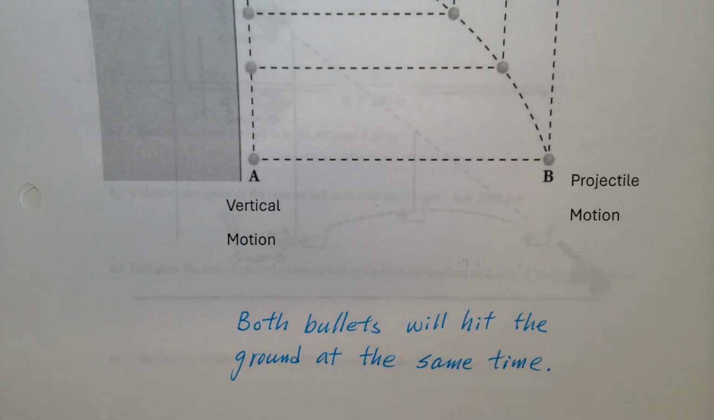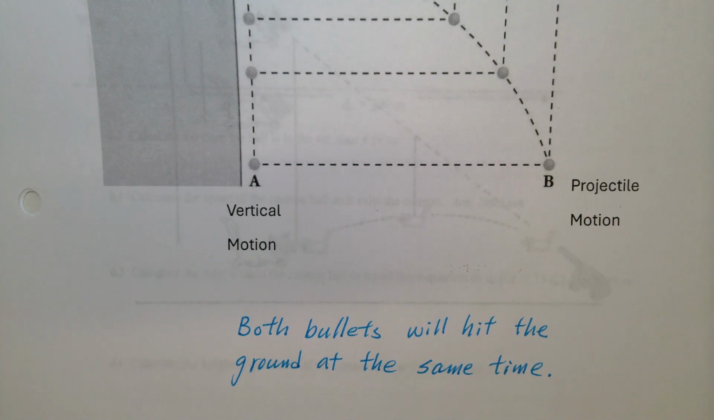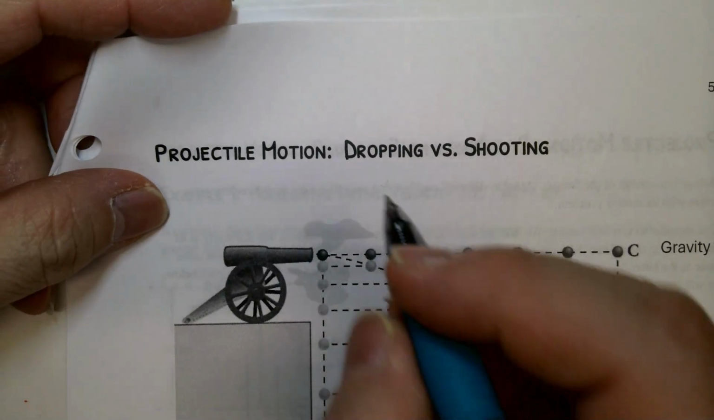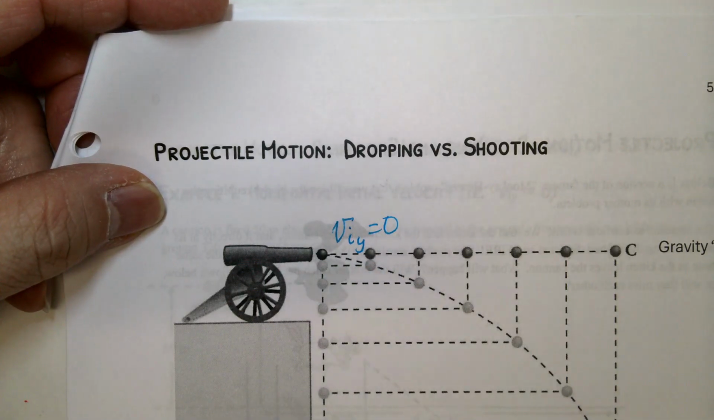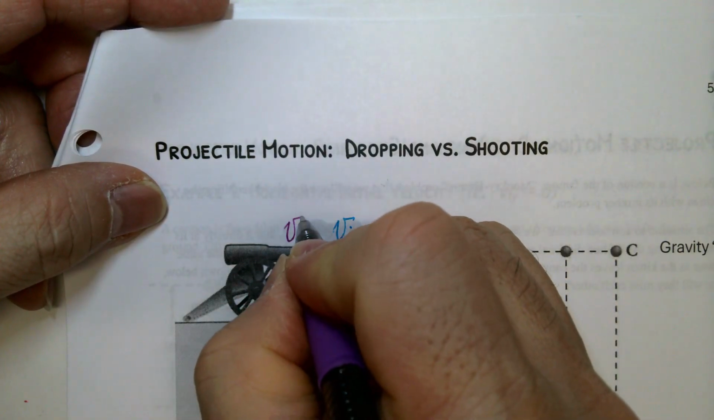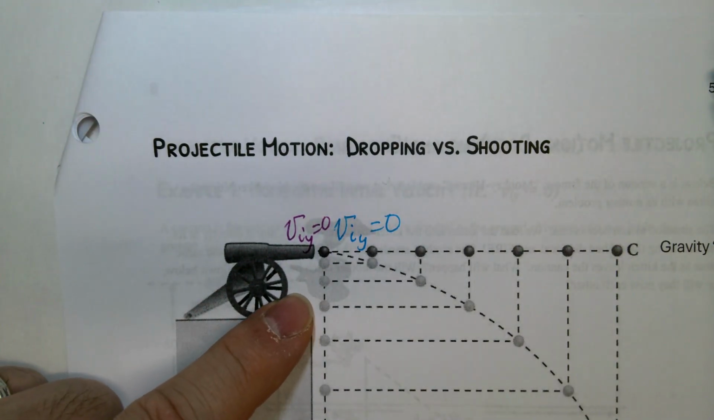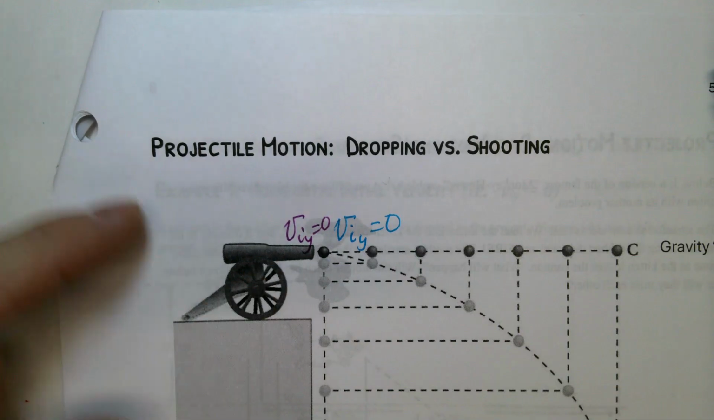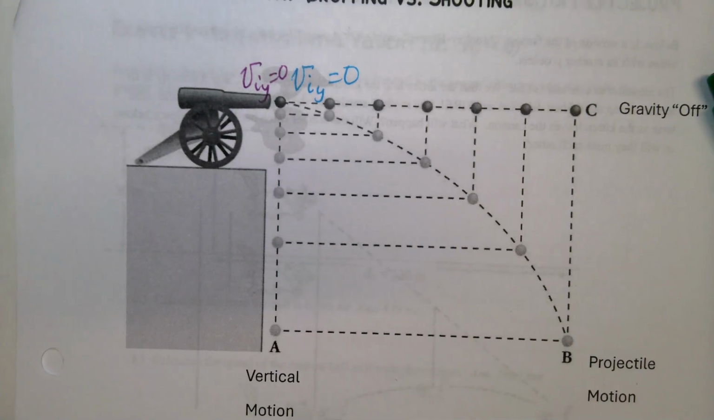because gravity will work on both bullets exactly the same. And since the bullet is fired horizontally, the initial velocity of both bullets in the y direction is 0. Okay? So because one fired horizontally behaves just like one is being dropped vertically, it will behave exactly the same way.